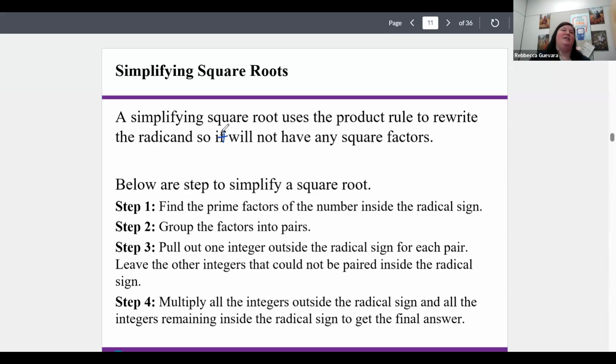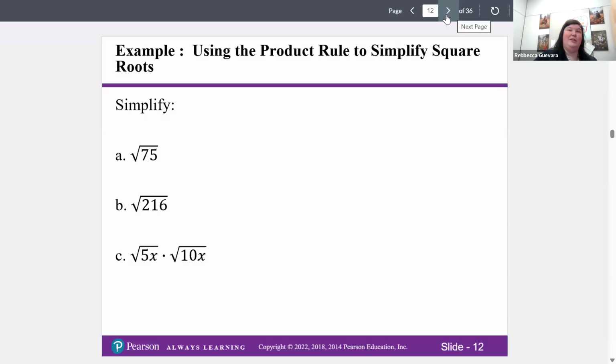We want to pull out one integer outside the radical sign for each pair and leave the other integers that could not be paired inside the radical sign. And our last step is to multiply all the integers outside the radical sign and all the integers remaining inside the radical sign to get your final answer. It might sound like a lot, but I promise it's not going to be that bad. So the best way to do this is just to do it instead of talking about it.